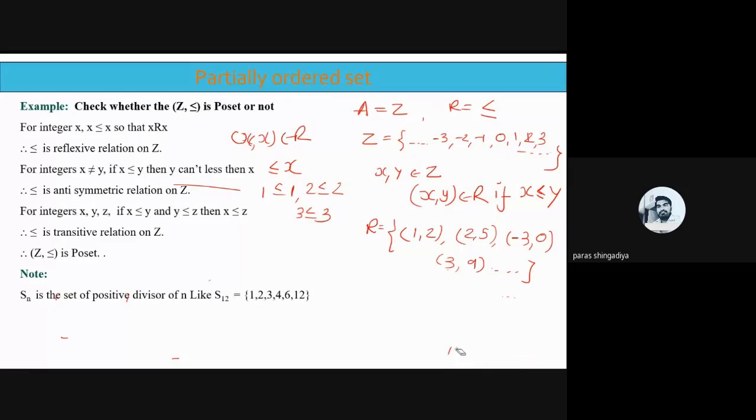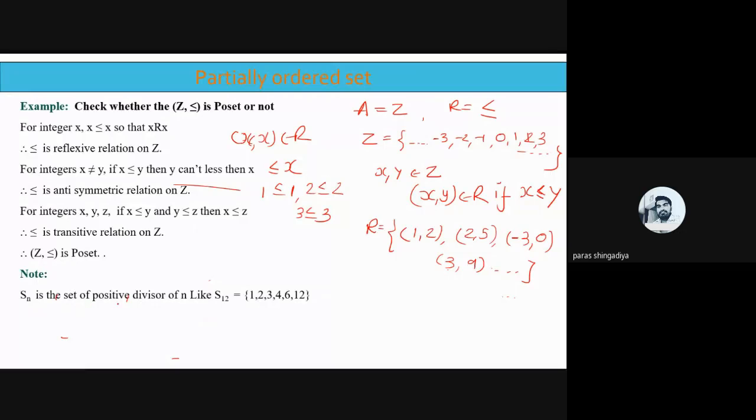For this particular number, you have to make a collection of the numbers that divide it. For example, 12 is given. 12 is divided by 1, by 2, by 3, by 4, and by 6. 12 is not divided by 7, so we cannot include this number in the set. And then 12 itself. So 1, 2, 3, 4, 6, 12. This is called S12, and that is known as Sn.